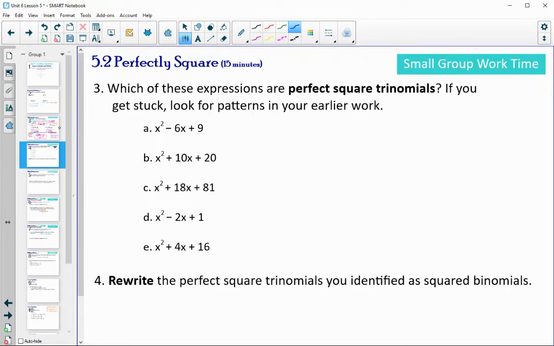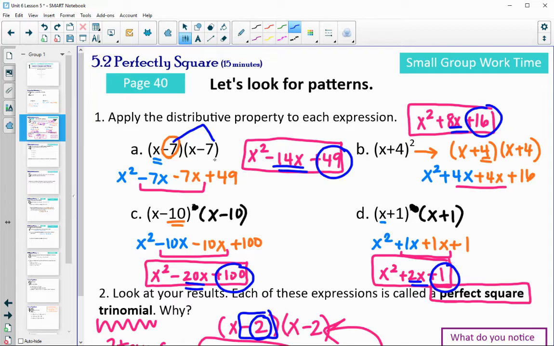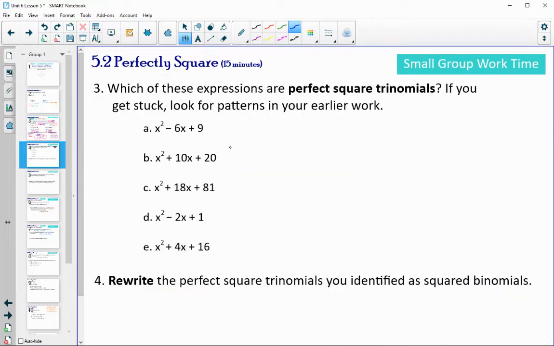So you can kind of look at this either way. It depends. Do you like to look at the middle term to decide what this should be? So this negative 14 divided by 2 is that negative 7. And then negative 7 squared is 49. You could do it that way. You could also look at the 49, square root it, and then double it. So it kind of depends on which way you like looking at it. So let's look at these a couple ways.